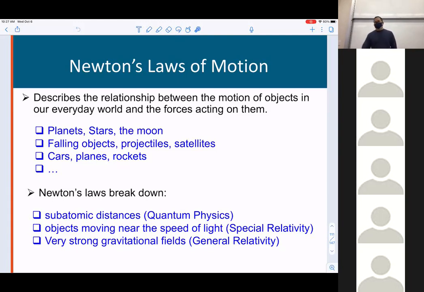And we will see in this chapter that whenever something experiences a net force, it begins to accelerate. And that is one of the laws of Newtonian theory. So Newton's laws of motion describe the relationship between the motion of objects in our everyday world and the forces acting on them. In some sense, we have not explicitly talked about forces up until now.